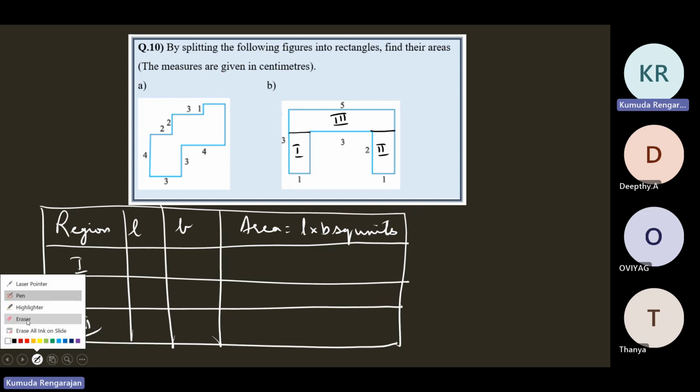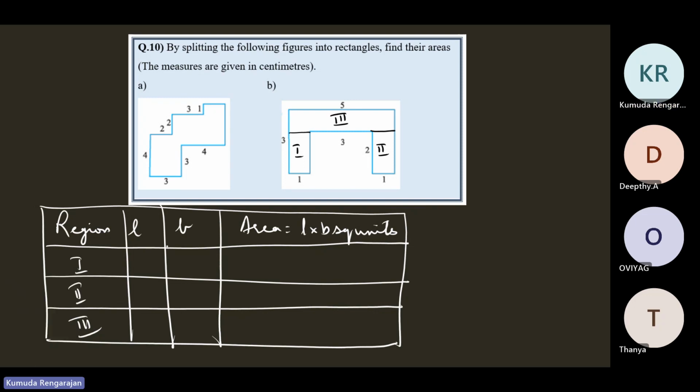Deepti, what is the length of region 1? Ma'am, 3 centimeters. Length of region 1? Length of region 1 is 2 centimeters. Tanya, what is the length of region 1? Ma'am, 2. Oh, I think you're okay, fine.